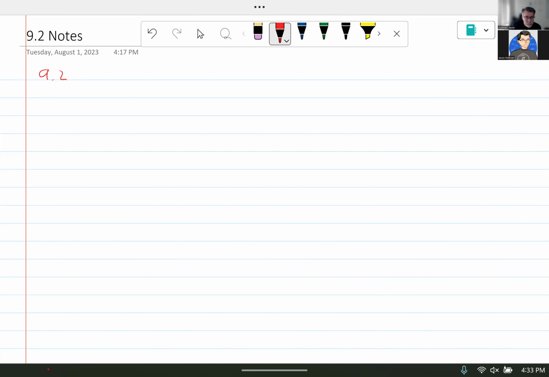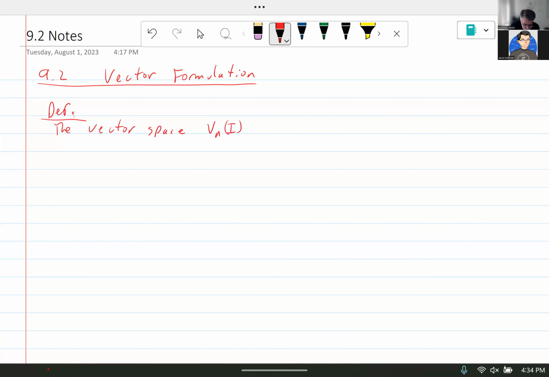Okay, 9.2 is on vector formulation. Definition: the vector space VnI is the set of all column n vectors or n vector functions defined on an interval I.